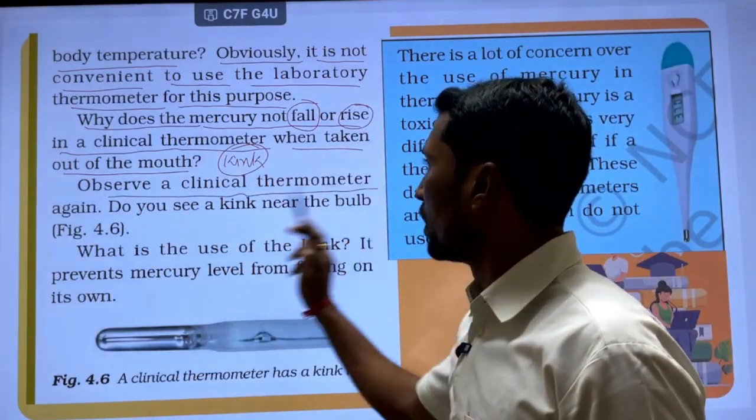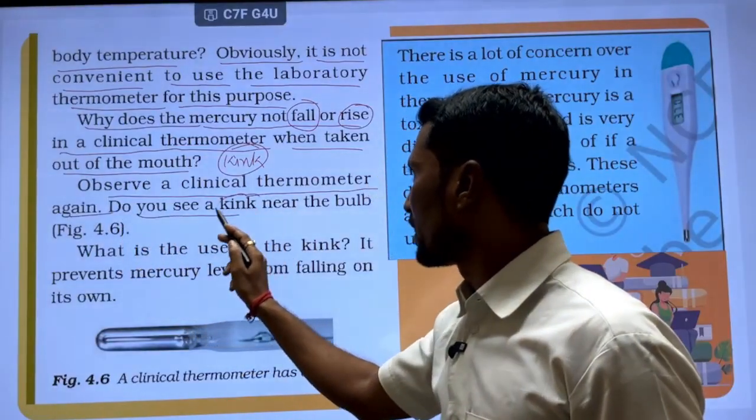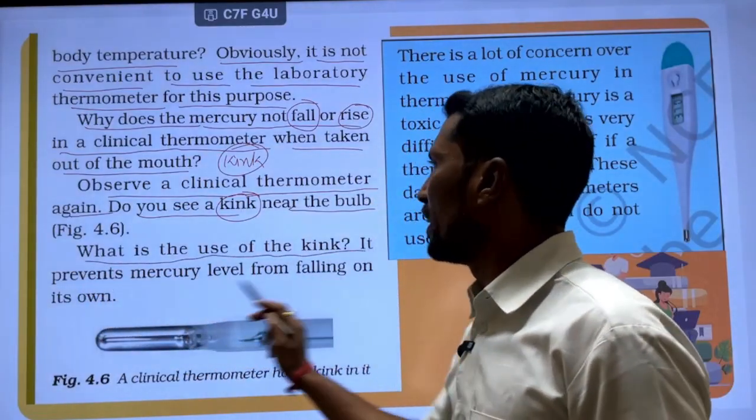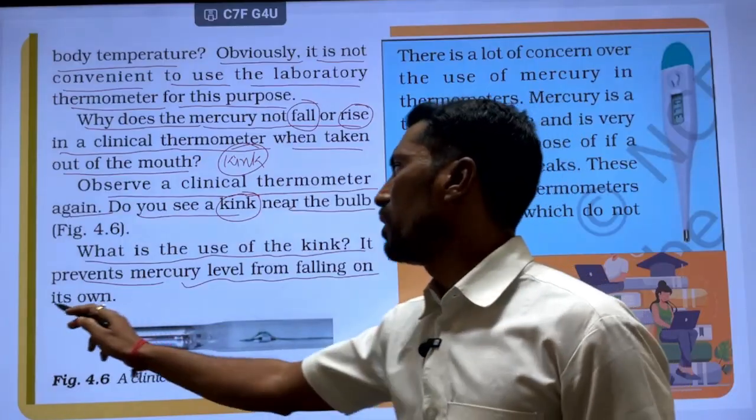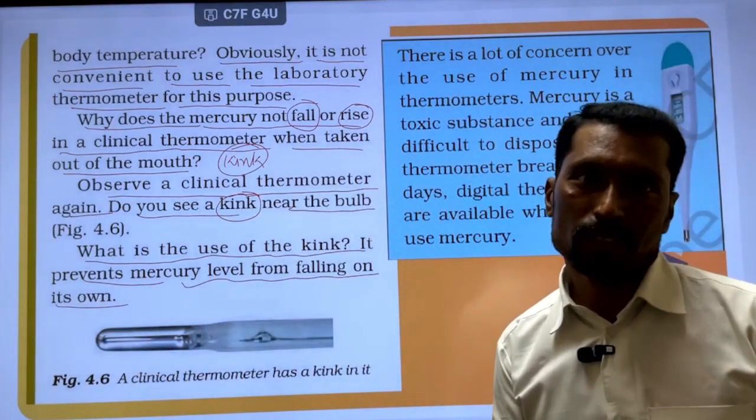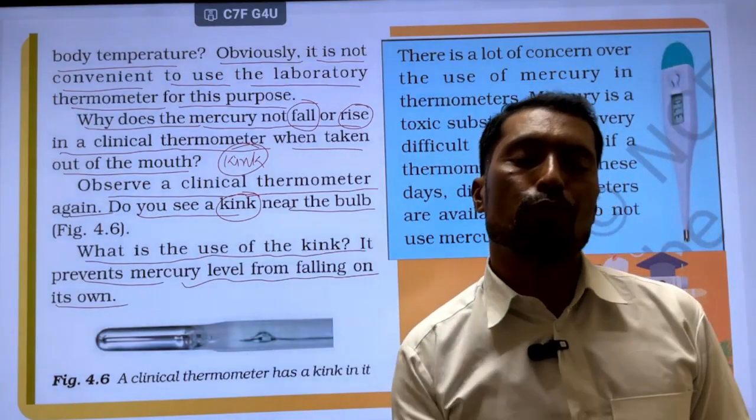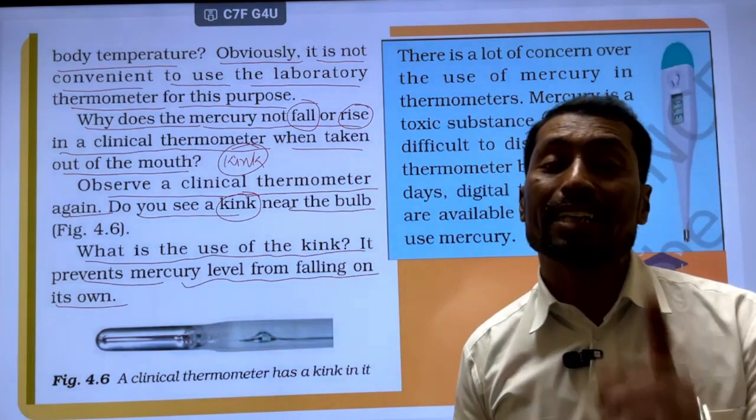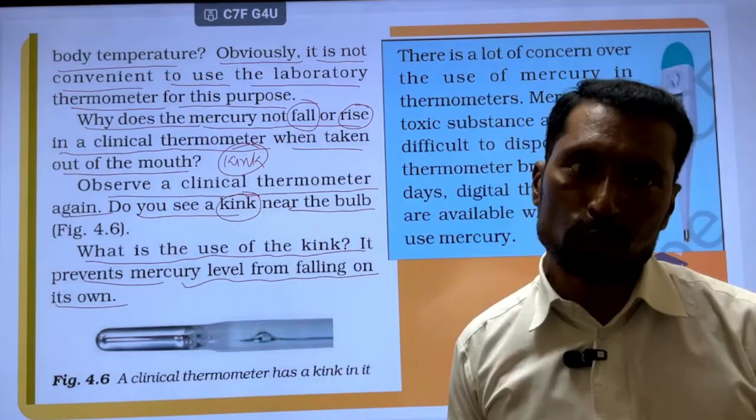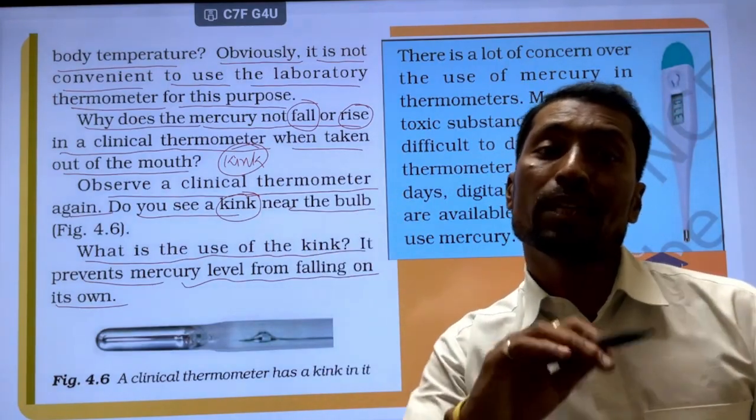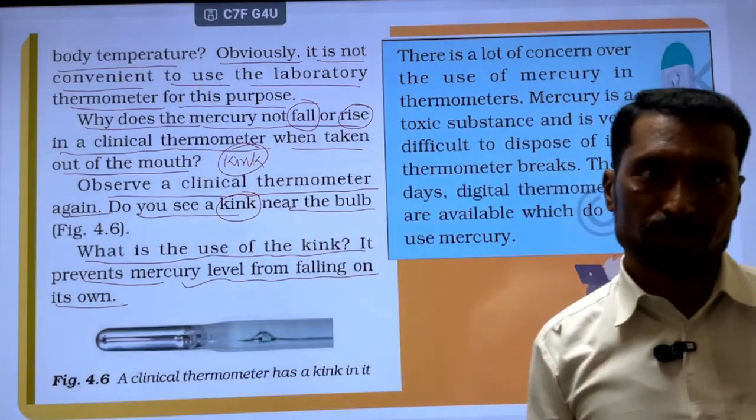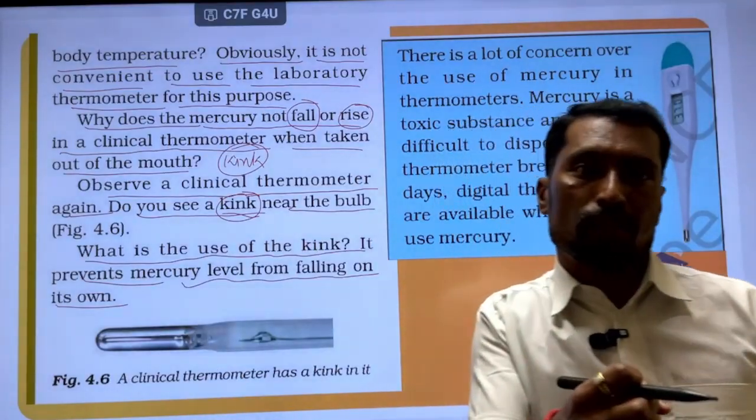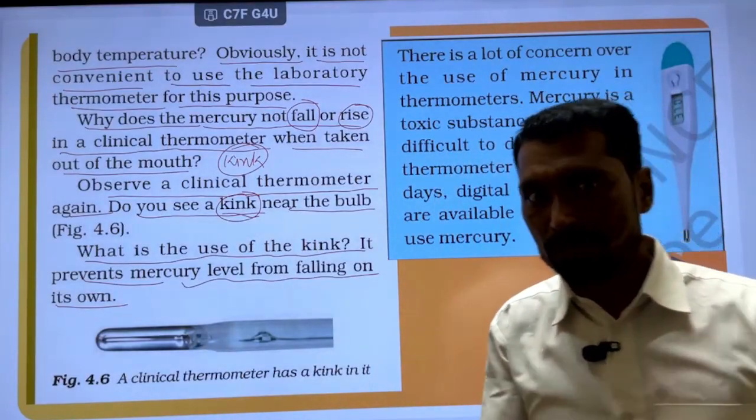Observe a clinical thermometer. Again, do you see a kink? Yes, the kink is there near the bulb. What is the use of the kink? It prevents the mercury level from falling on its own. Yes, I already told that. The most important function of the kink is to stop the level of the mercury from falling, and that kink is present only in a clinical thermometer. Due to that we can remove the thermometer from the object and we get a correct measurement. Why do we get a correct measurement? Due to the presence of the kink. It does not let the mercury level fall at that time.